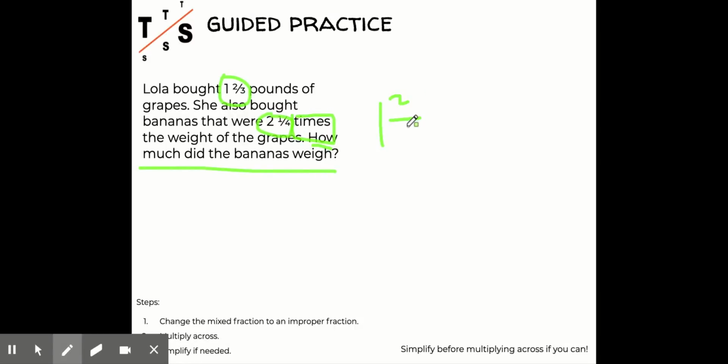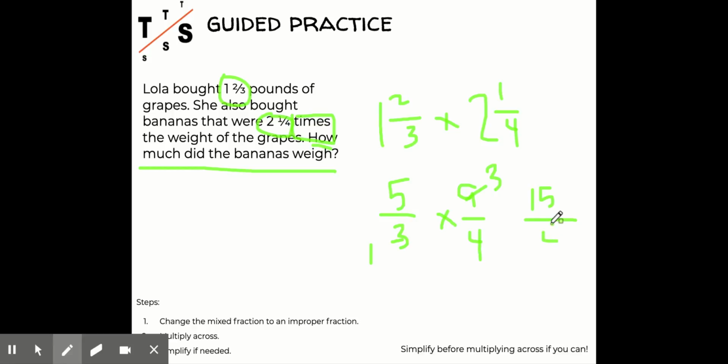So if the grapes were 1 2/3 and the bananas were 2 1/4 that weight, I would just multiply those together. Change these into improper fractions. 1 times 3 is 3, plus 2 is 5, so I have 5/3, times 2 times 4 is 8, plus 1 is 9, so I have 9/4. It looks like I can simplify these guys. 3 can go into 3 one time, can go into 9 3 times. 5 times 3 is 15. 1 times 4 is 4.